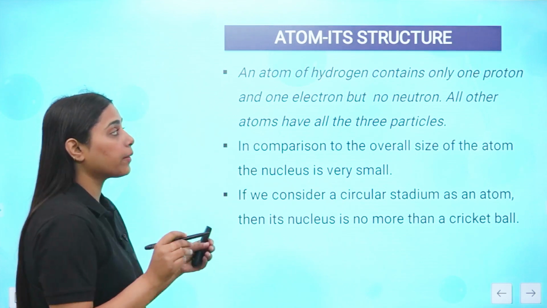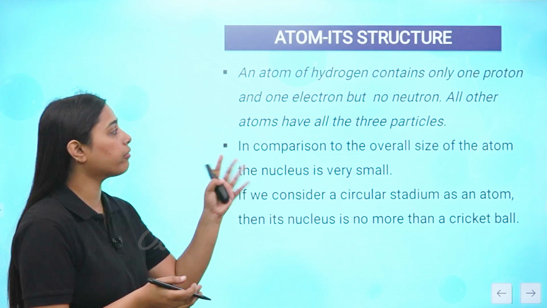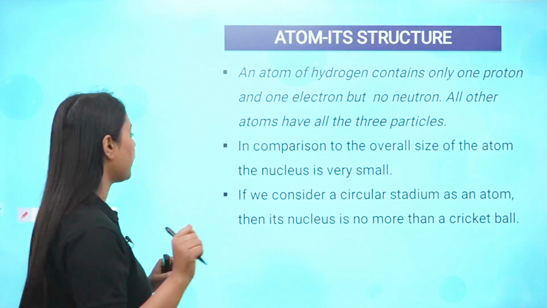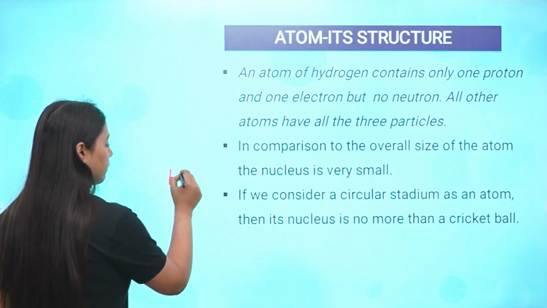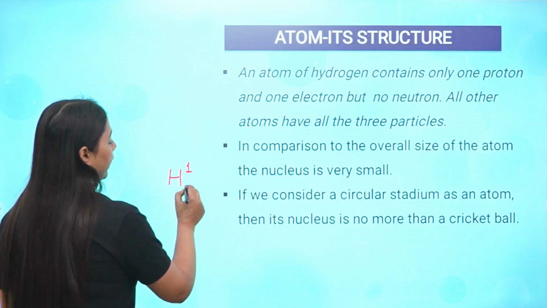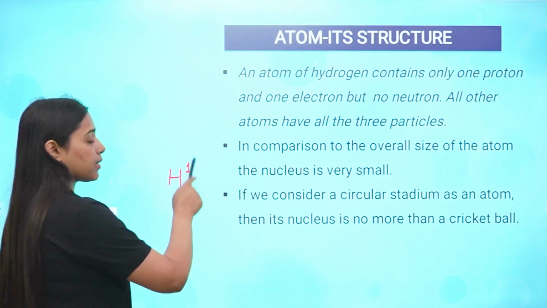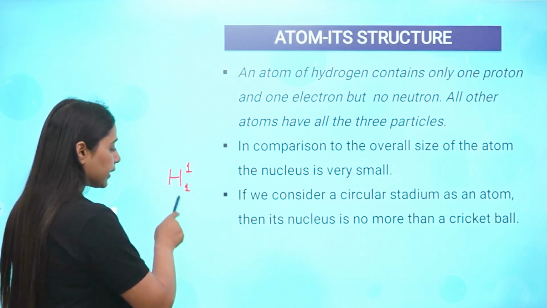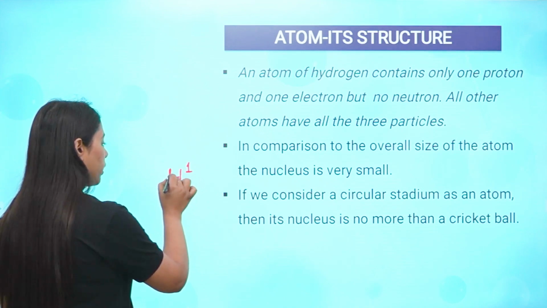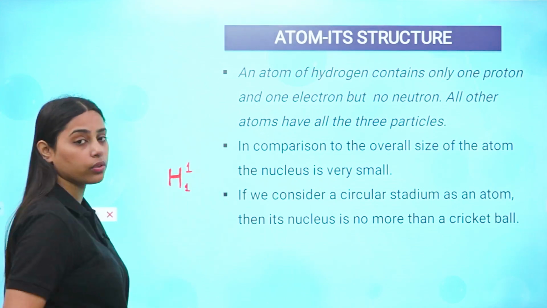Now, an atom of hydrogen, the very first element, contains only one proton and one electron, but it has no neutron. Hydrogen is represented by the symbol capital H, and it has mass 1. It has atomic number 1 also. Mass is written as a superscript and atomic number is written as a subscript in the symbol of an element. This is one general representation for any element, and in this case for hydrogen.